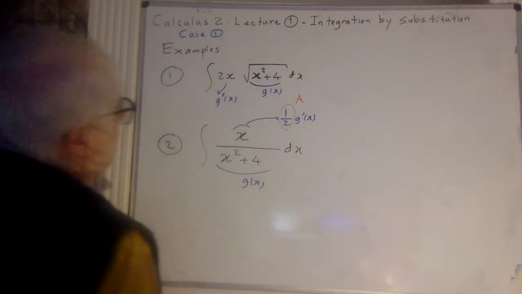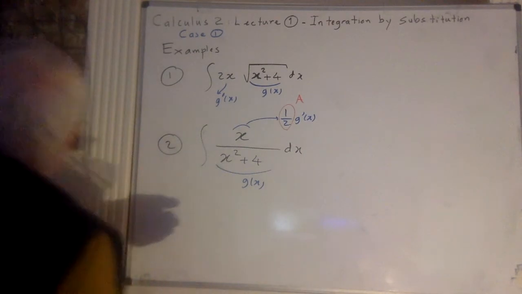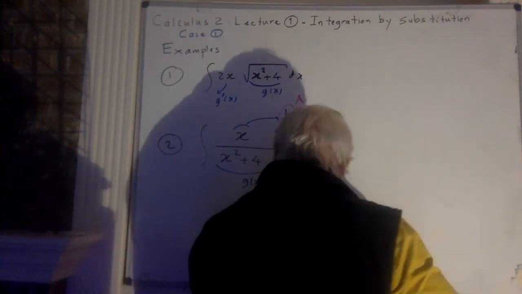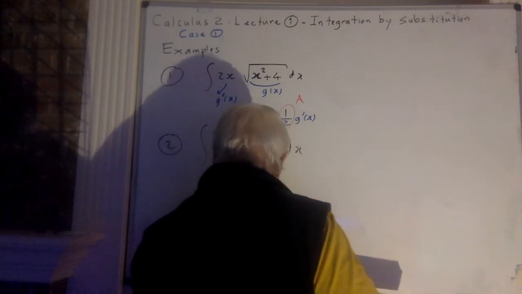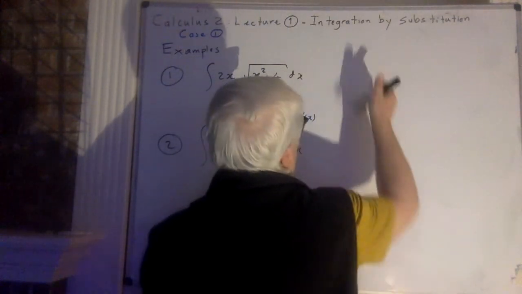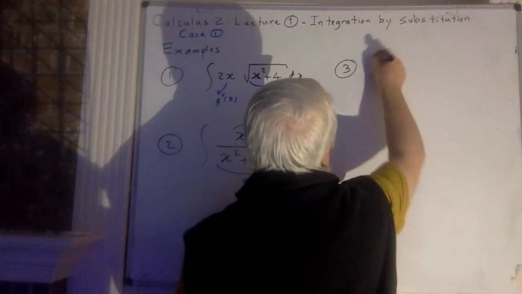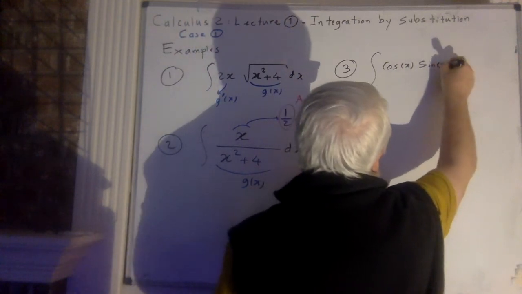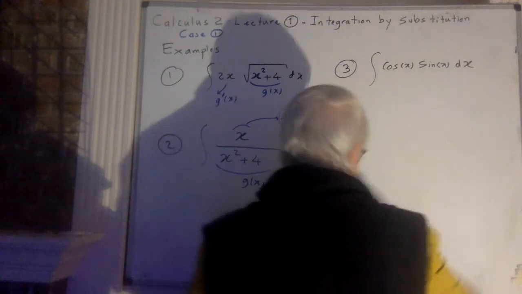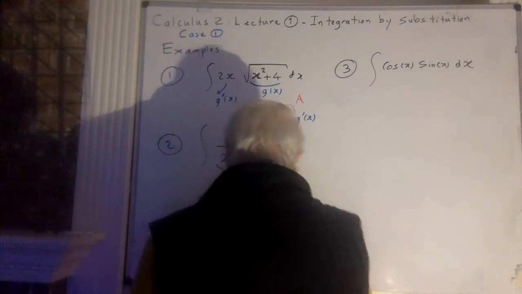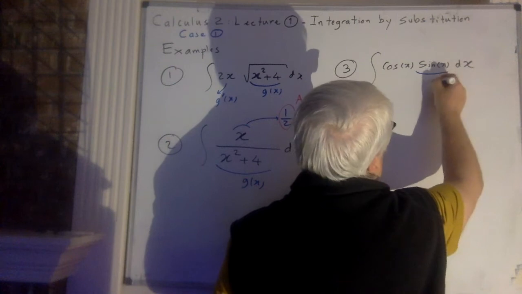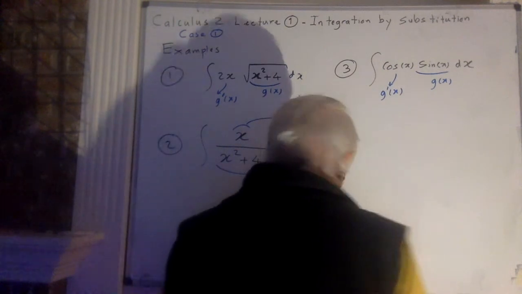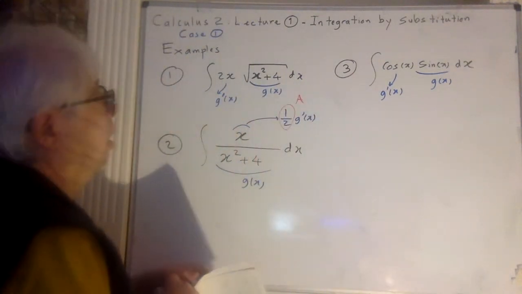So that's another one. Number 3, which you will see, as I said, exclusively in another section, but let me write it here. It can be cosine x times sine x dx, and you can see a function and its derivative here. The function, in fact, is sine x, and cosine x is g prime x. Okay?